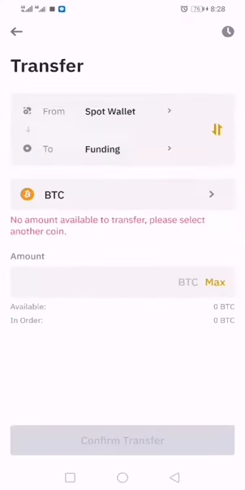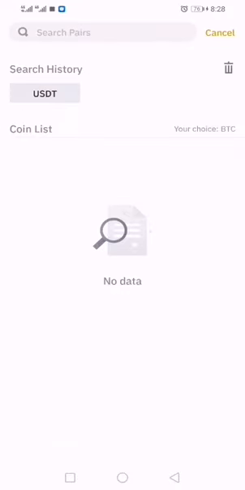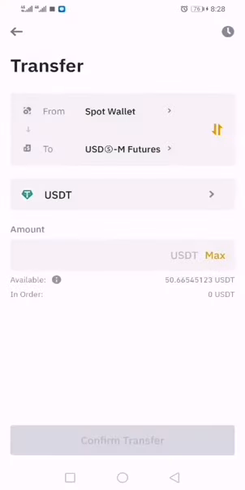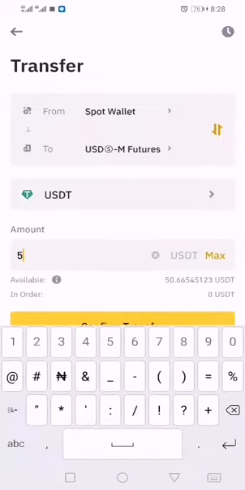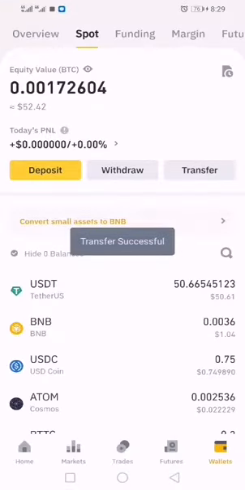You're transferring from spot wallet to where? Not funding. So you have to change it, not funding wallet. Click it. Then you come to USD futures. Let me change it to USDT. Okay. So it says how much. I have $50 here. So I can actually say I want to move 5 or 10. Then I'll confirm my transfer. Okay, done. Now you come to futures.